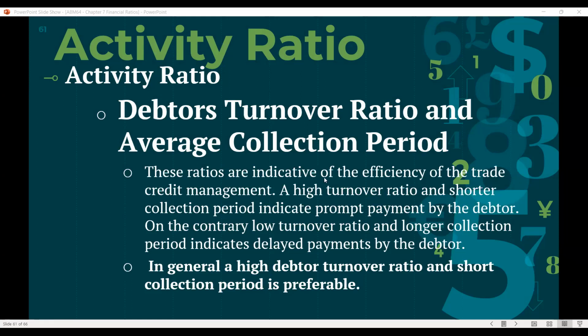So these ratios are indicative again of the efficiency of trade credit management. So how efficient are you in your trade credit management of your accounts receivable and accounts payable? This one focuses on receivables. You need to receive your collectibles from the credit sales. So a high turnover ratio and shorter collection period indicates prompt payment by the debtors. On the contrary, low turnover ratio and longer collection period indicates delayed payments by the debtors.